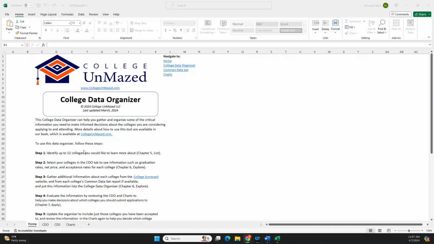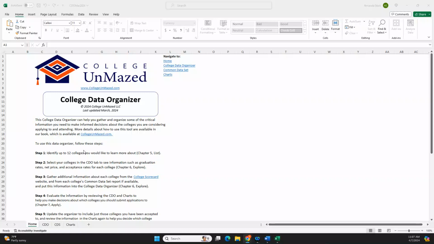Hello, today I'm going to give you a brief overview of the college data organizer that is created by College UnMazed. Throughout the College UnMazed curriculum, we really believe in providing critical information to families as they navigate the high school to college process. Some of the information that is out there is really overwhelming to students because they simply don't know how to use the data and statistics that can be really important in making that informed decision.